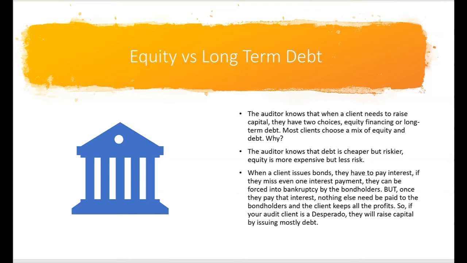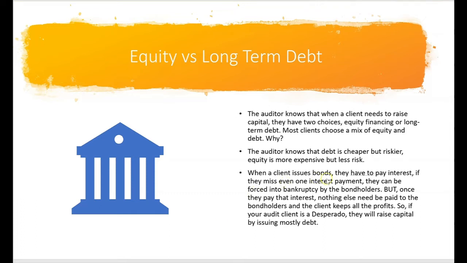So a client that has a lot of debt capital, that's higher risk. It's cheaper, but if they don't make the interest payments, the company could be forced into bankruptcy. So debt is cheaper but riskier. Equity is more expensive on a percentage cost basis than debt, but less risk because dividends don't have to be paid the way interest does.